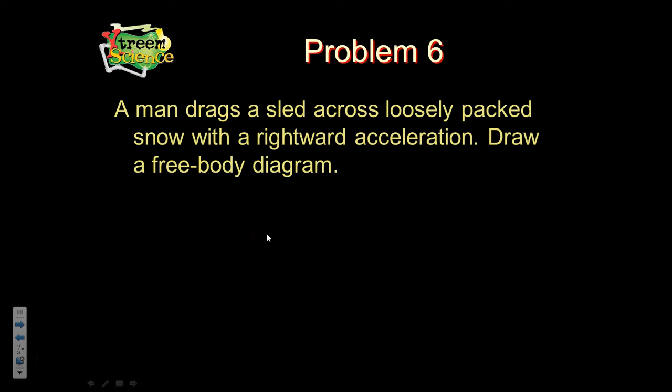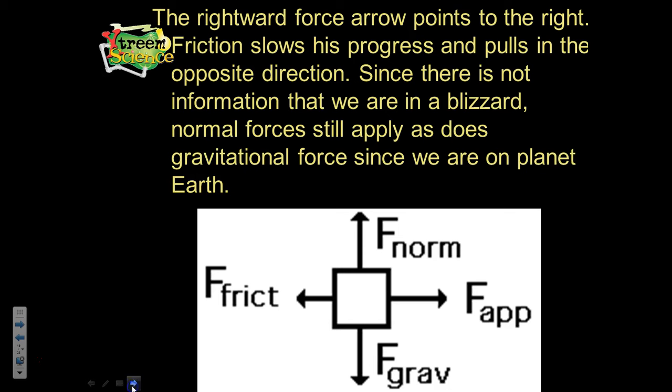Problem 6. A man drags a sled across loosely packed snow with a rightward acceleration. So, key point here, rightward acceleration. Because he's accelerating to the right, we do have an applied force acting in a rightward direction. Now, let's backtrack a little bit. Because he is on a surface, there is a normal force. Because he's on a planet, there's going to be gravity.